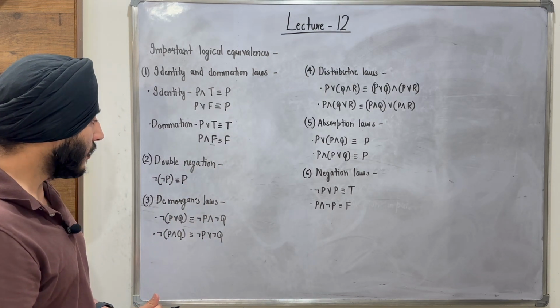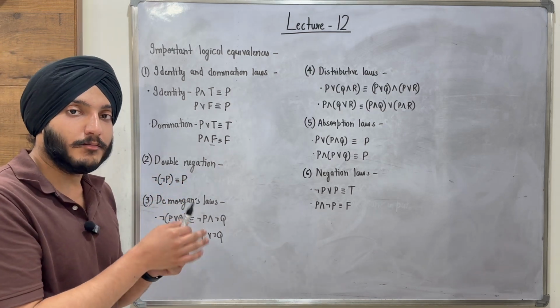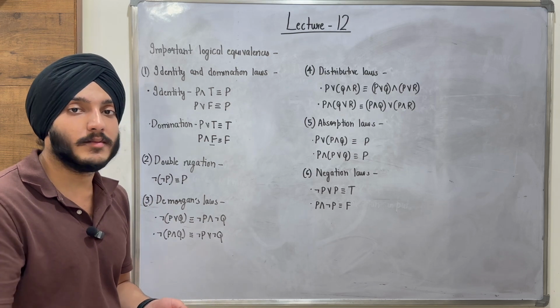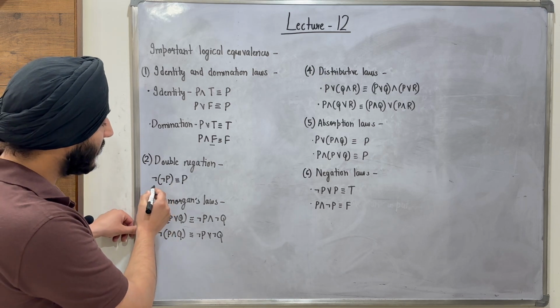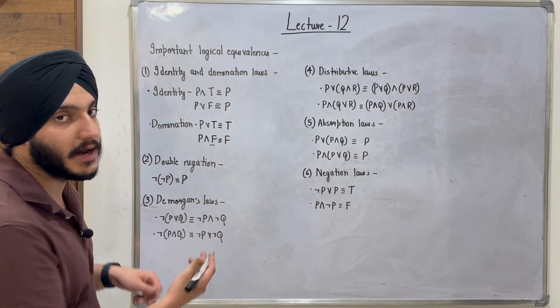Okay. Moving on, double negation is very easy to understand. Basically, if P is true, then the negation of P is going to be false, and if I negate it one more time, then it's going to result in P again, right? So basically, when we negate P two times, it gives us the P value back again.